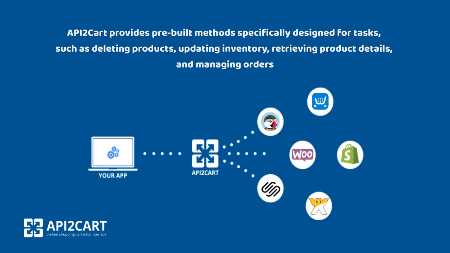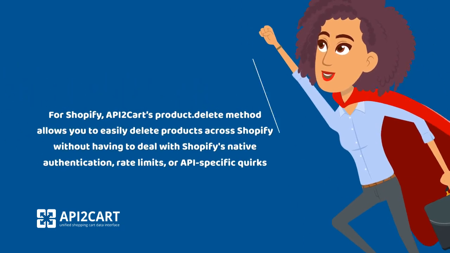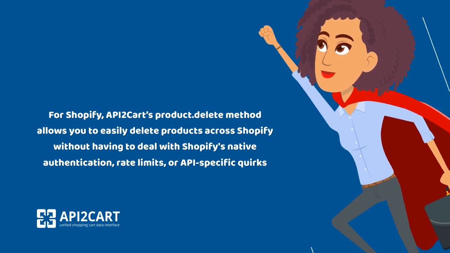API2Cart provides pre-built methods specifically designed for tasks such as deleting products, updating inventory, retrieving product details, and managing orders. This eliminates the need to manually write API calls for each individual platform, which can save you a lot of development time. For Shopify, API2Cart's product.delete method allows you to easily delete products across Shopify without having to deal with Shopify's native authentication, rate limits, or API-specific quirks.